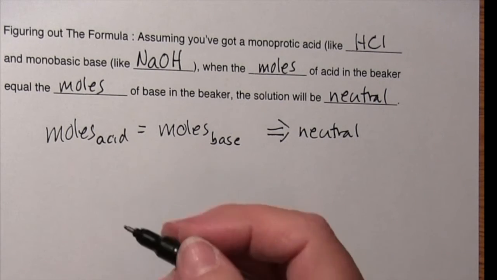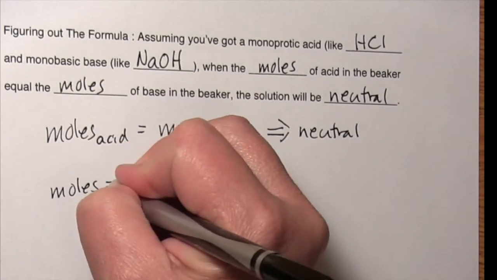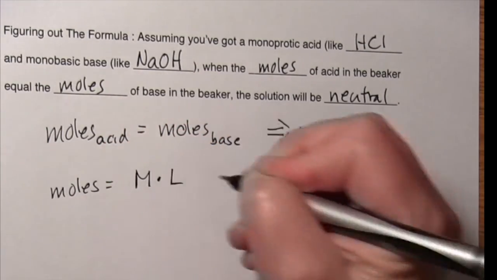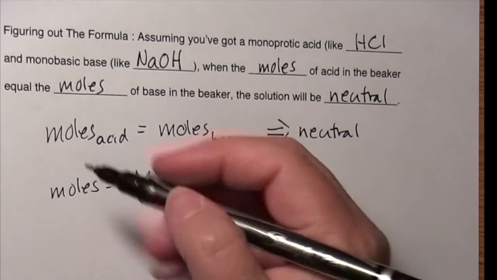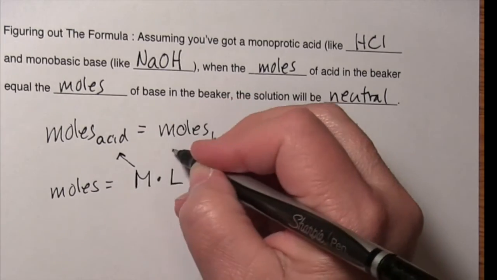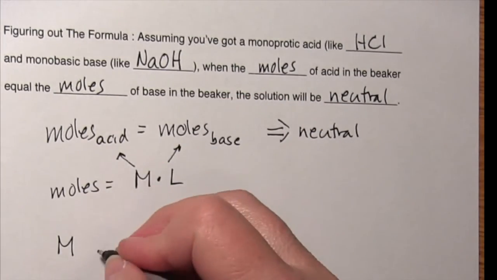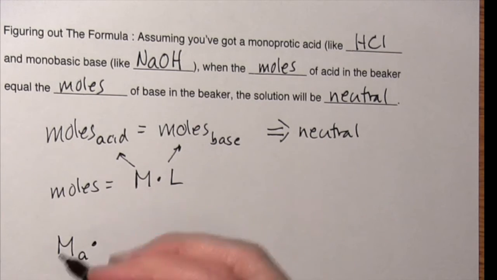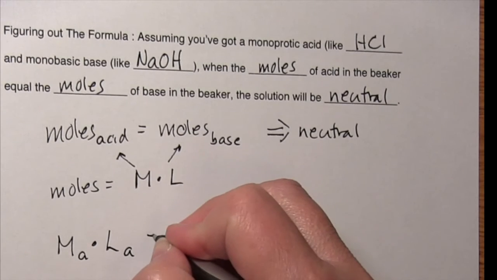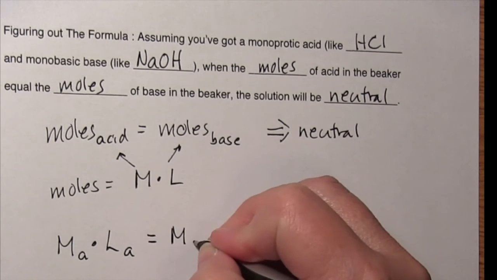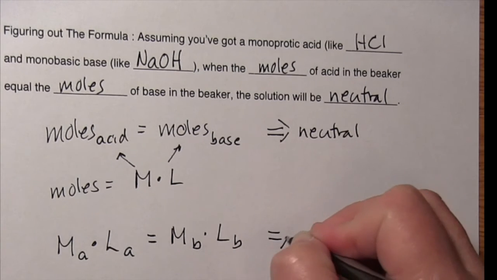Okay, so we know that. And what we saw on the last page was that moles equals molarity times liters. So we can say, by substituting this into both places, that the moles of an acid, the molarity of the acid times the liters of the acid, equals the molarity of the base times the liters of the base when it's neutral.